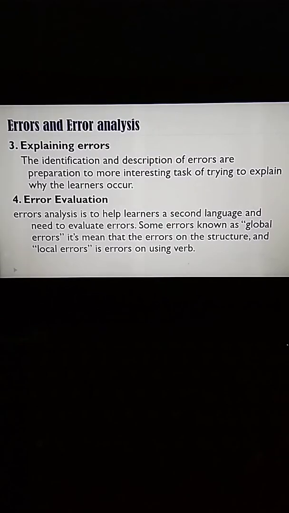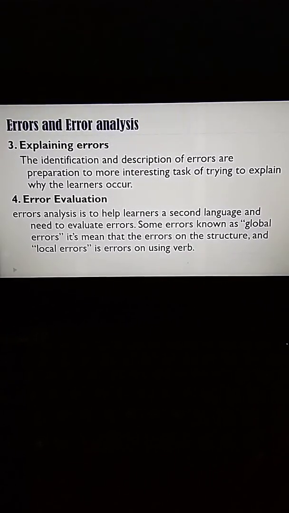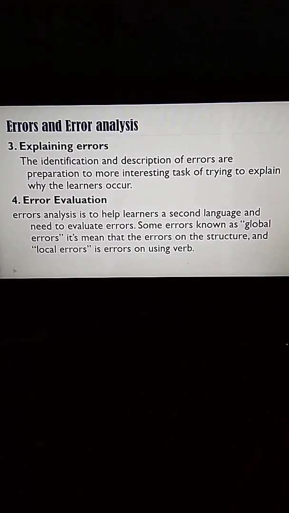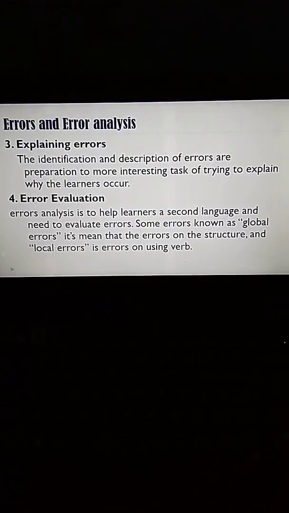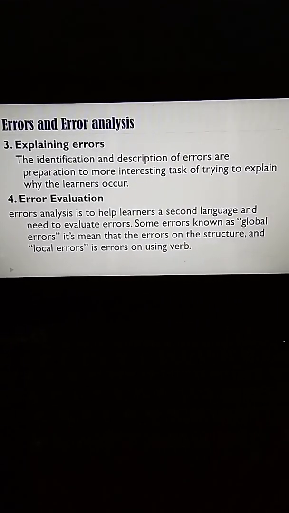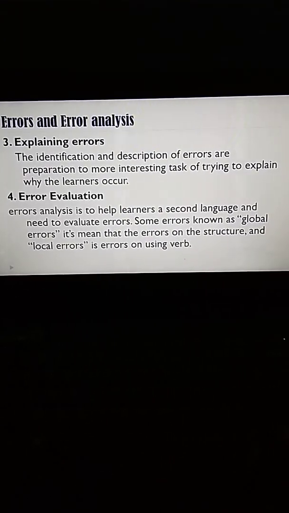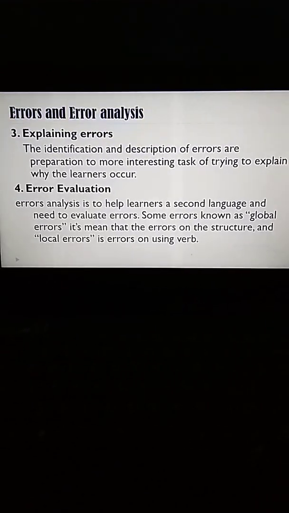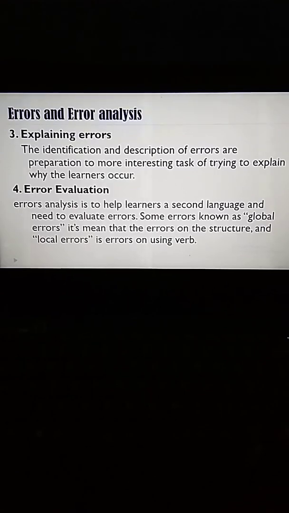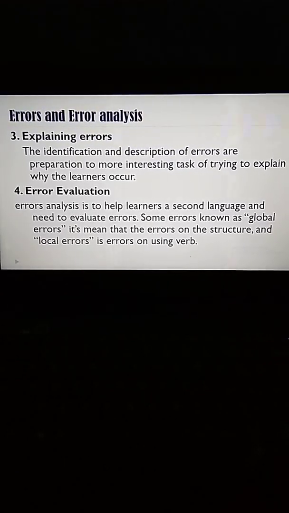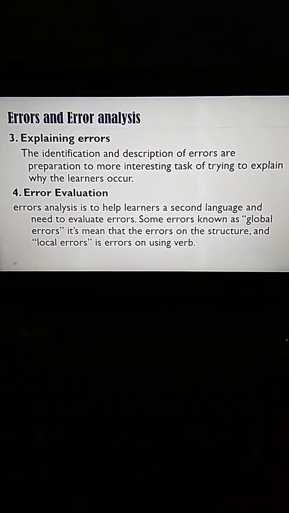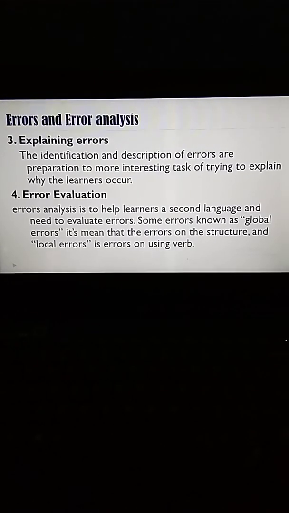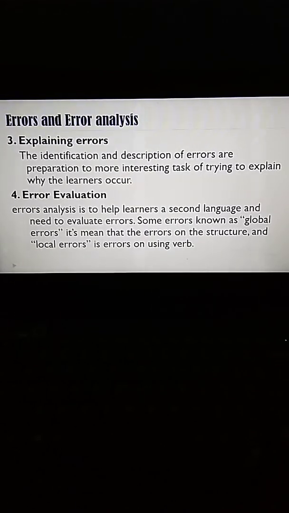And the third is explaining errors. The identification and description of errors are preparation for the more interesting task of trying to explain why learners make them. And the last is error evaluation. Error analysis is to help learners of a second language, and we need to evaluate errors.